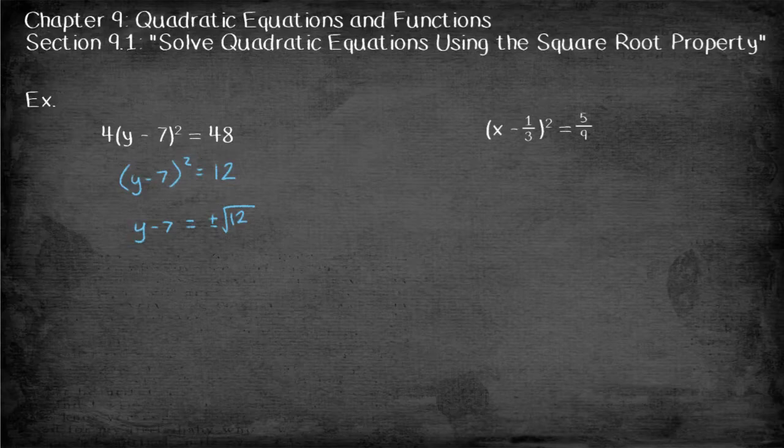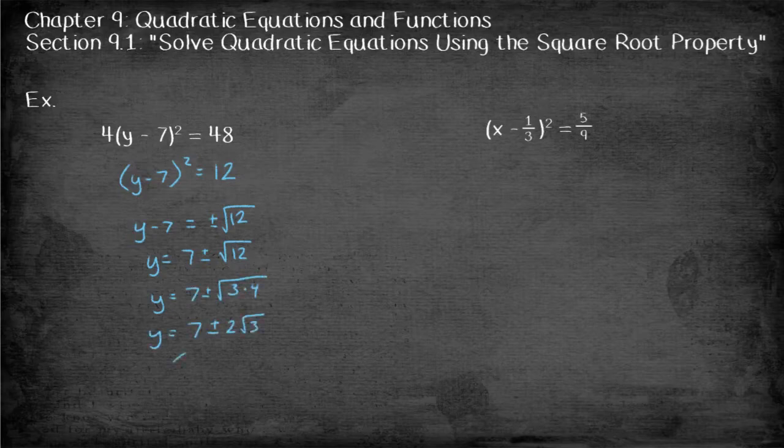So I'm not quite done yet because I want to get y by itself, so let's add 7 to both sides. And then we want to simplify. So that means my two solutions are 7 plus 2 root 3 and 7 minus 2 root 3.